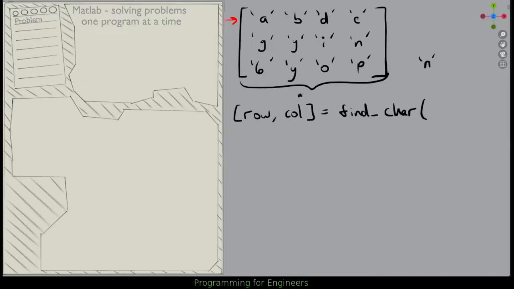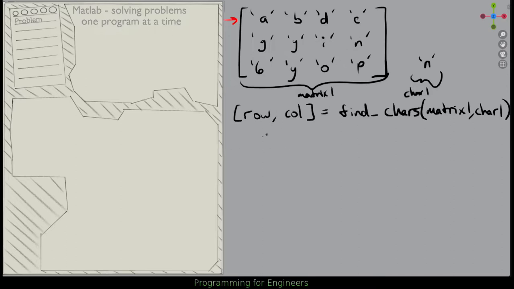Let's call this matrix 1 and char 1 for the character. So we want to go through this, top to bottom, left to right, and see the first N that we see. Or let's say even just generalize it and make it so that it returns each character that we find that matches this. So let's just call it chars then, or characters. So what I want to do is make a vector that lists all of the rows and a vector listing all the corresponding columns for each character I find matching this.